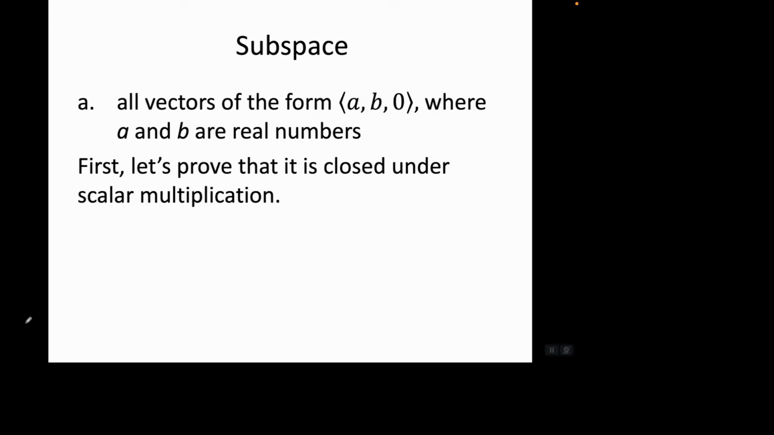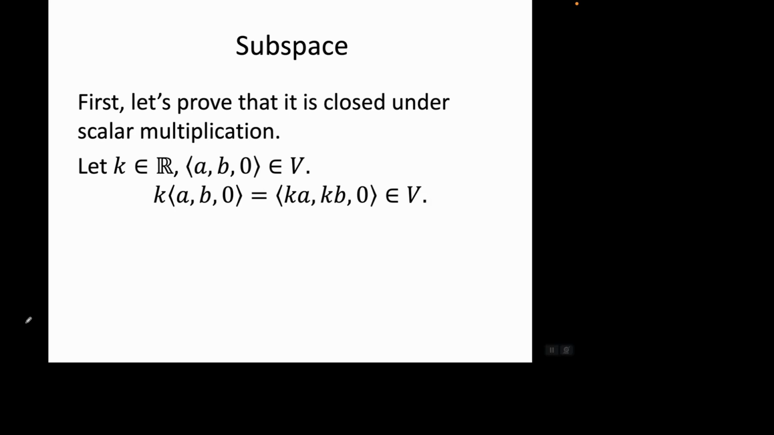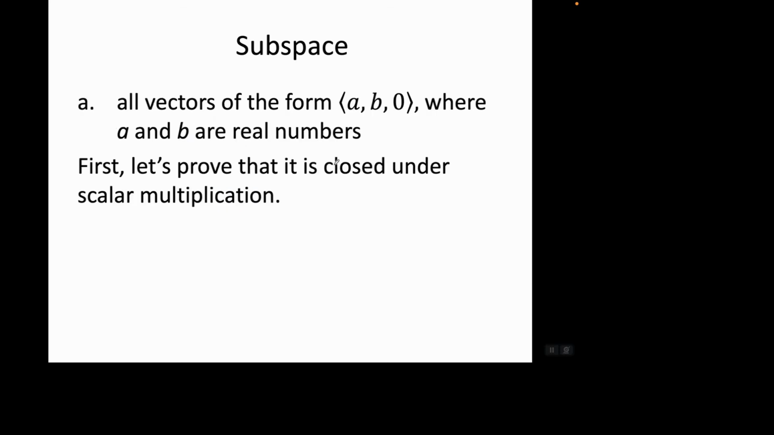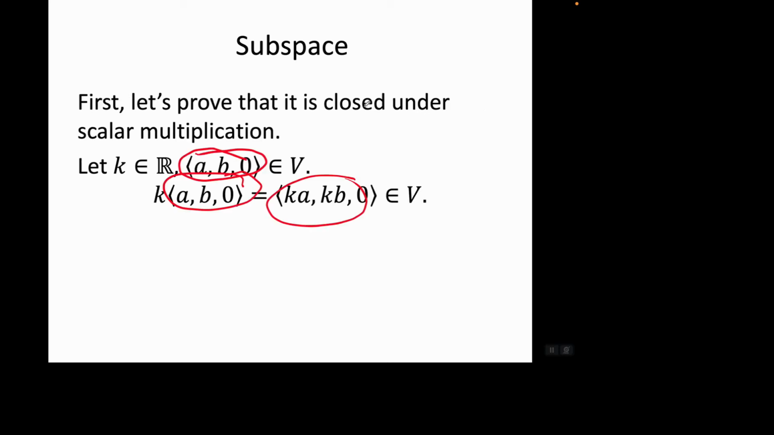First, let's prove that it's closed under scalar multiplication. Let's say you take a vector of the form (a, b, 0) and multiply it by scalar k. Notice what you end up with: (ka, kb, 0). Hey, that's in V, because V consists of all vectors of the form something, something, 0. So it looks like it's closed under scalar multiplication.